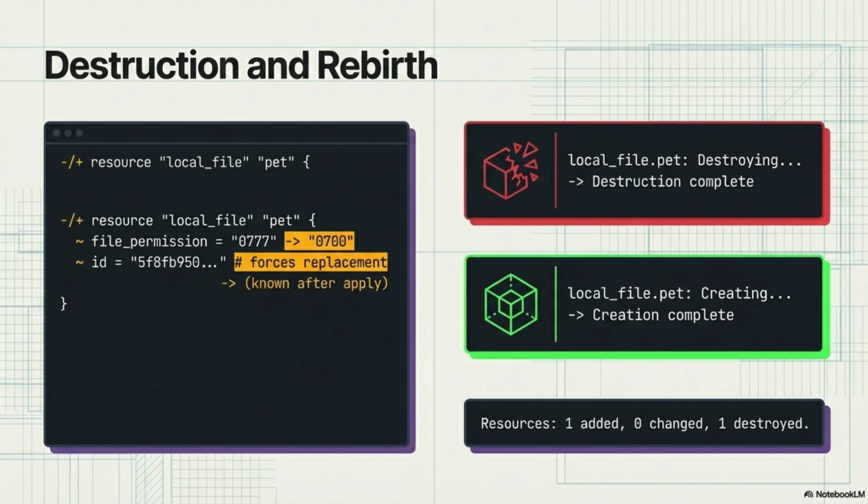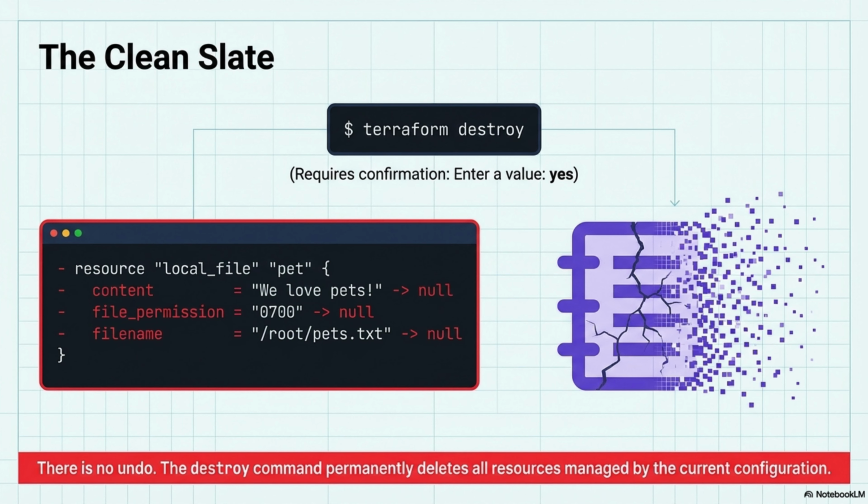Destruction and rebirth. Sometimes change isn't an update, it's a replacement. As shown here, Terraform destroys the old resource and creates a new one with the updated configuration. This might feel aggressive, but it guarantees consistency. No partial updates, no hidden issues, just a clean slate.